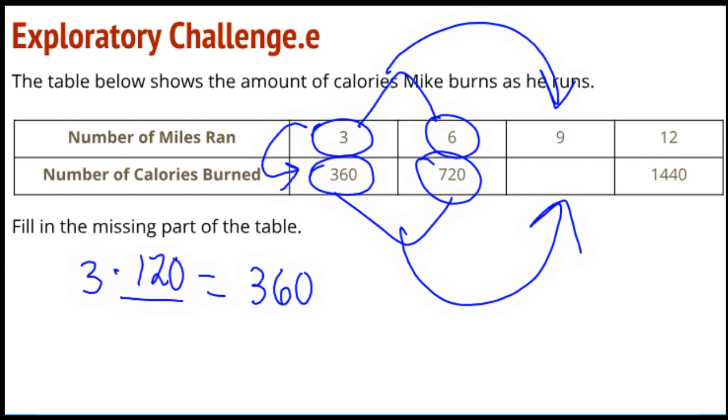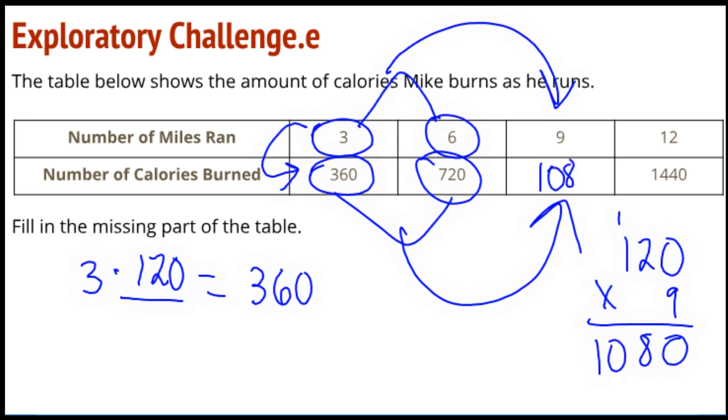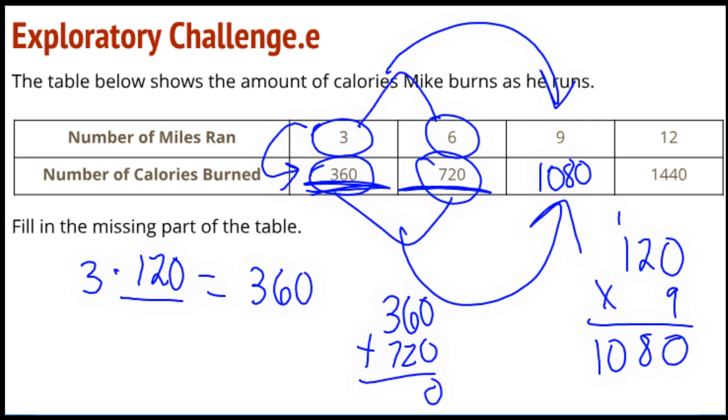And so I would take the 9 and I would multiply it by 120. And I would find 1080. And of course I can double check by adding these two numbers together, except I don't have any regrouping to do there. And I have 1080. So a few different ways that I can look at this table.